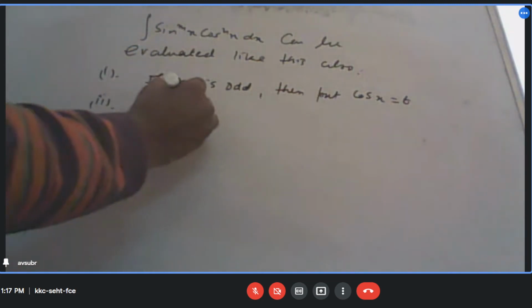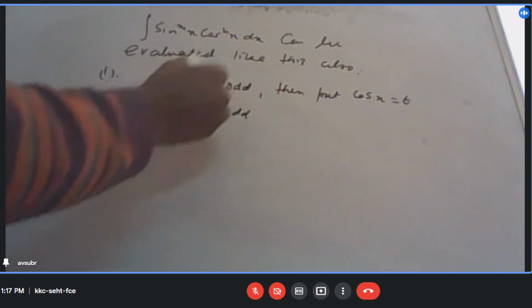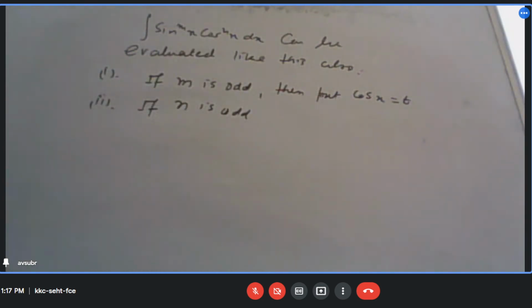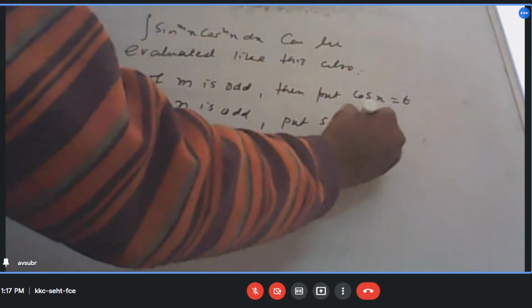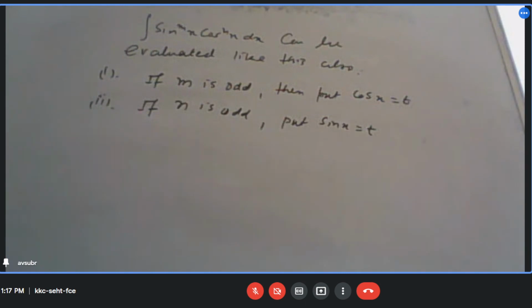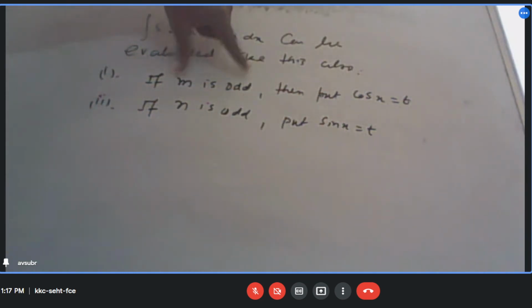Secondly, if n is odd, earlier we assumed m is odd, now we are assuming n is odd, then in that case you put sin x equal to t. These are the conditions. You can put cos x equal to t provided m is odd. If n is odd, then you can put sin x equal to t, and easily you can reduce this integral.